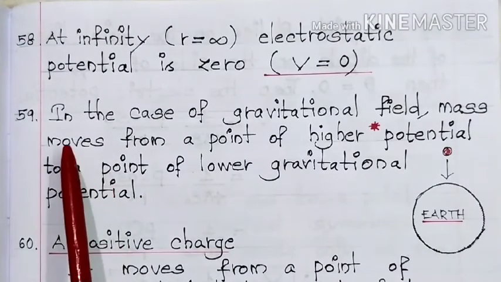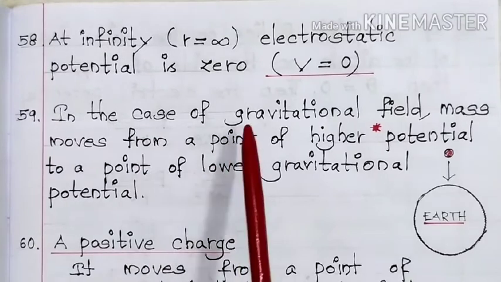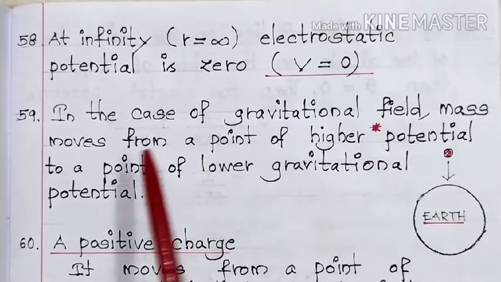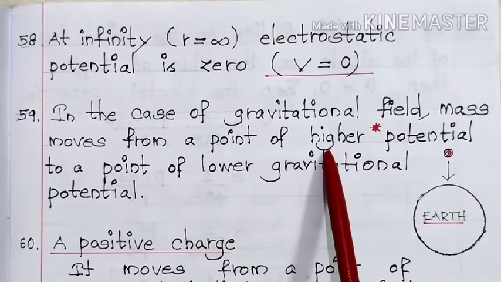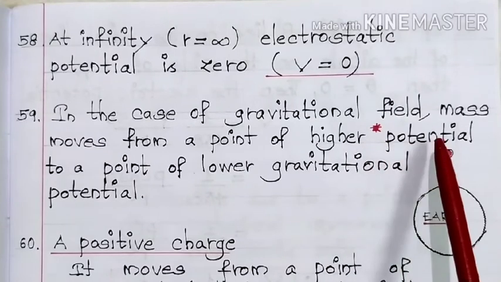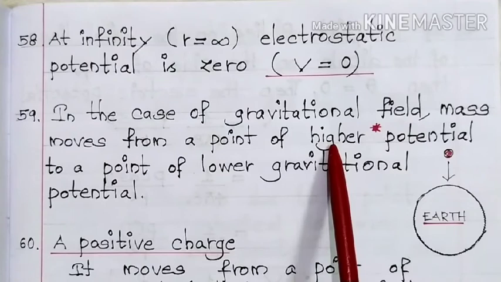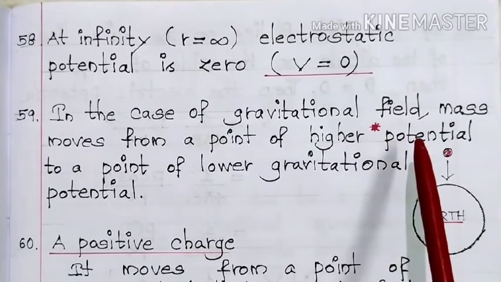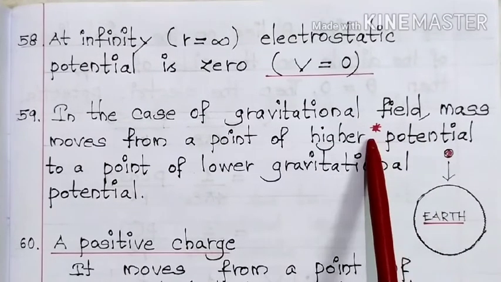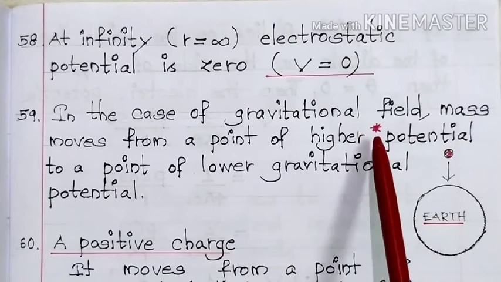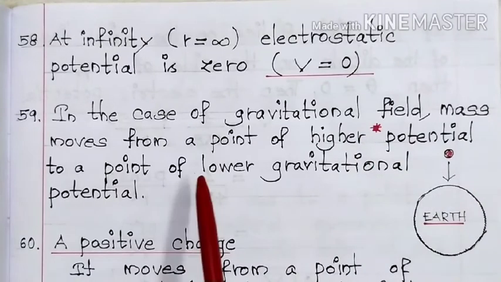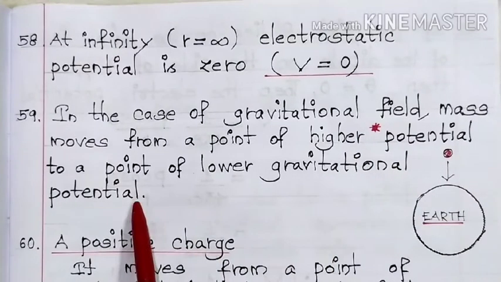Next point. In the case of gravitational field, mass moves from a point of higher electrostatic potential. Sorry, not electrostatic potential, higher gravitational potential. The word gravitational is missing, you make a note of it. To a point of lower gravitational potential.